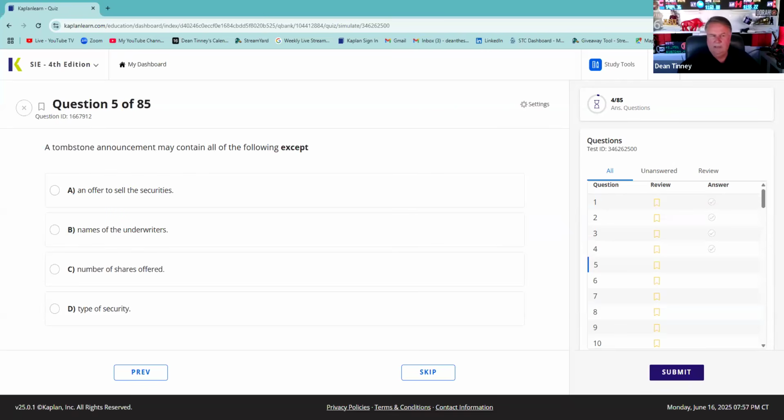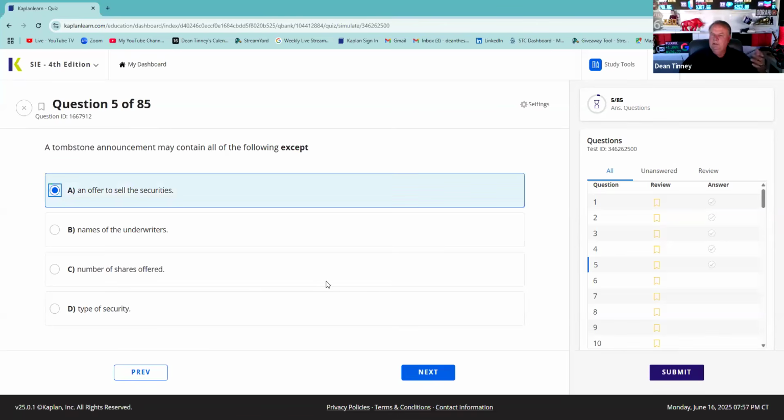A tombstone may contain all the following except. Name of the underwriters, B. It's actually going to be an offer to sell the security. So we're going to make a registration statement with the SEC. That's called the Securities Act of 1933, very testable. You're going to sell brand new securities to the public. You're going to make a registration statement.